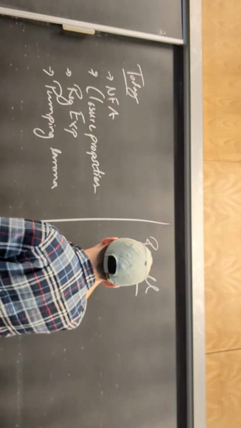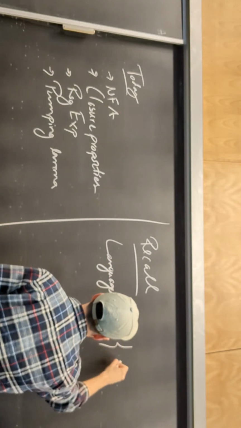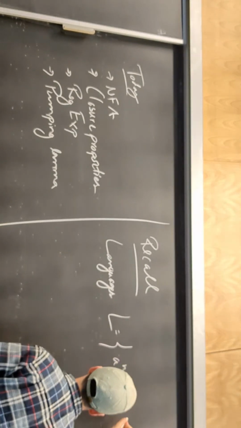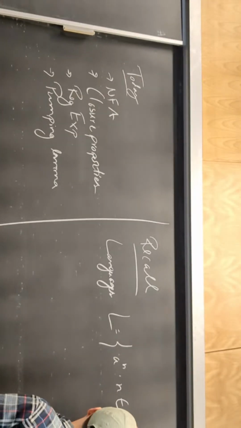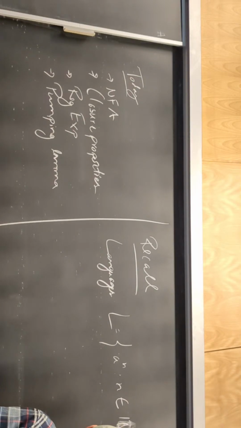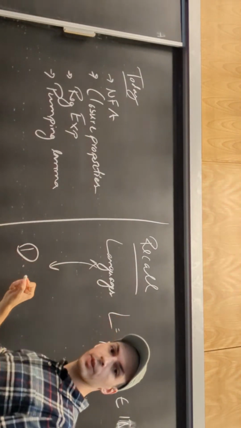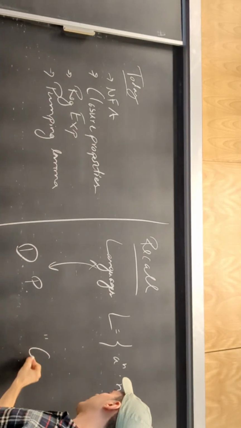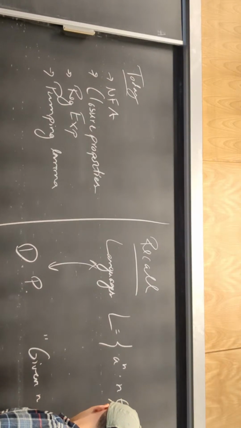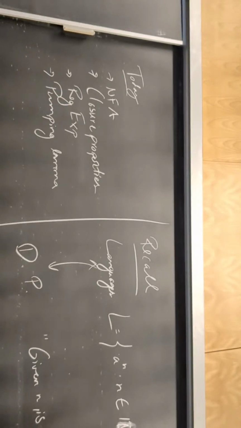So we have languages, something like L = {a^n | n is in the set of natural numbers, and n is even}. Right, so this is a language. And you can map this to a decision problem where you ask, given n, is it even? Right, so this is what we actually care about.